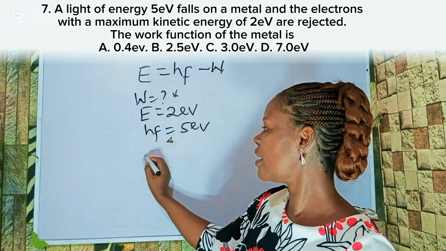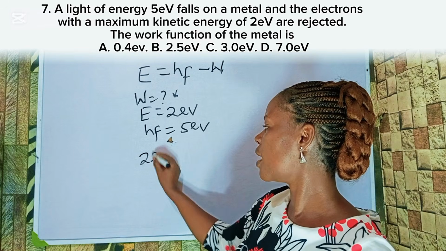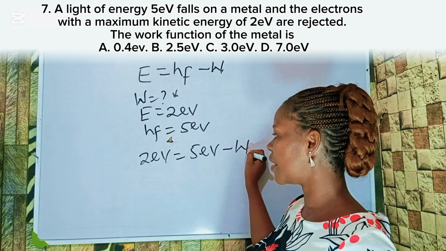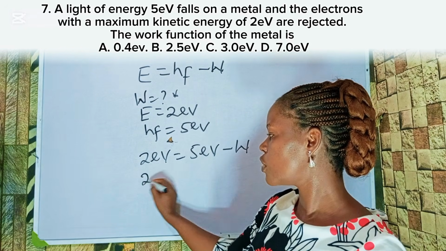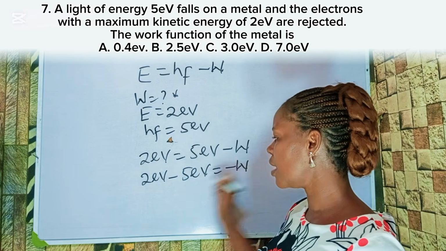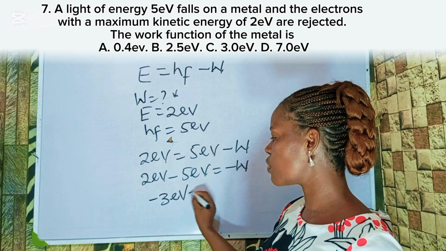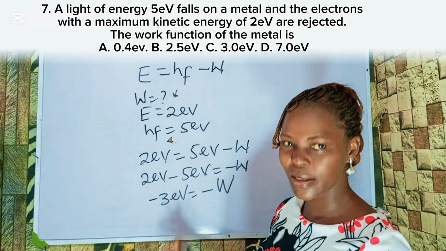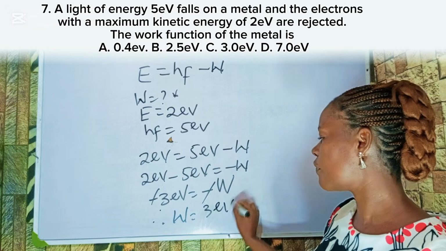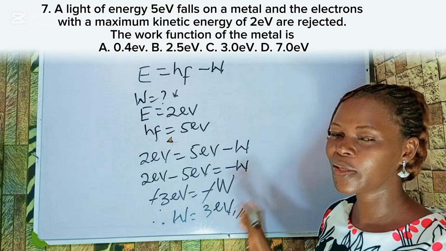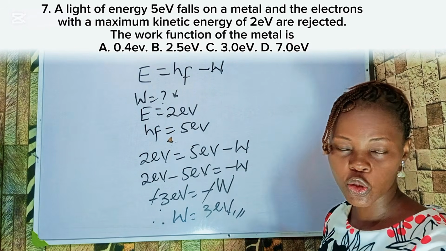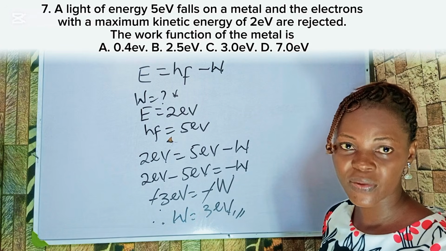So what is E? My E is 2 electron volts. 2 electron volts is equal to, my hf is 5 electron volts, minus work function, okay? Taking this to the other side, we have 2 electron volts minus 5 electron volts is equal to minus work function. So this is minus 3 electron volts is equal to minus work function. So by the time we cancel it out, therefore my work function is equal to 3 electron volts. This one is quite simple. So when you see a question like this or something similar, this is how you're going to solve it. I hope that is clear. From what we've gotten so far, the correct option to this question is option C.